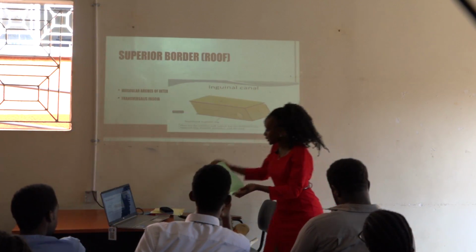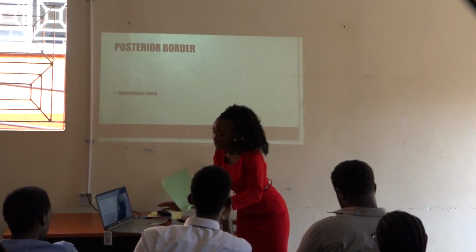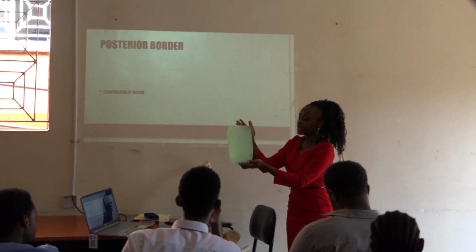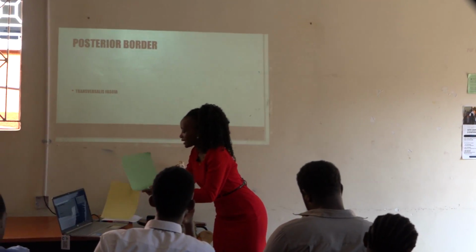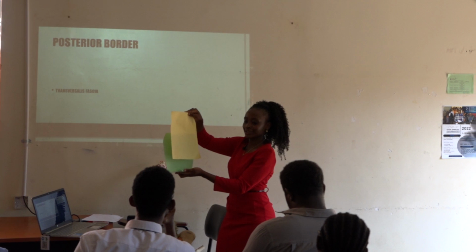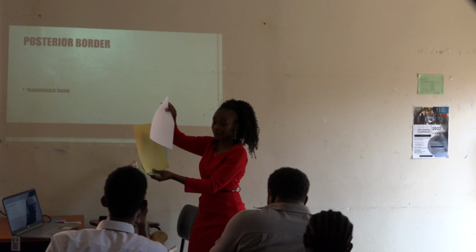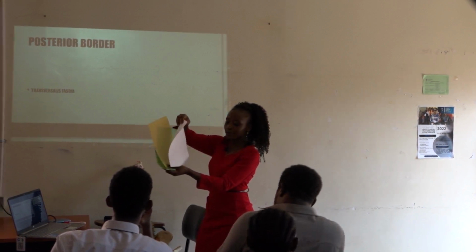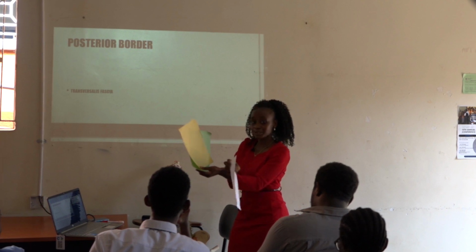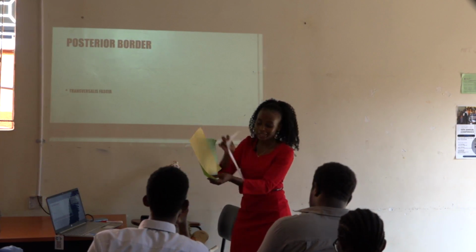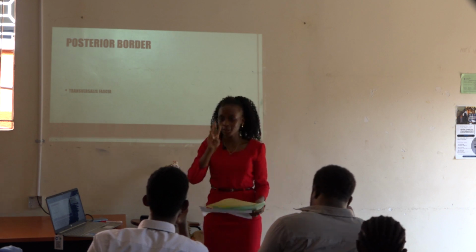Then for the posterior border, as you can see, if this is the external oblique, let's imagine this is the internal oblique and transversus abdominis, and then we have the transversalis fascia. If it comes like this, it's going to form the posterior border, because if this is anterior, this is posterior. Do I make sense? So we have already formed 3 borders.